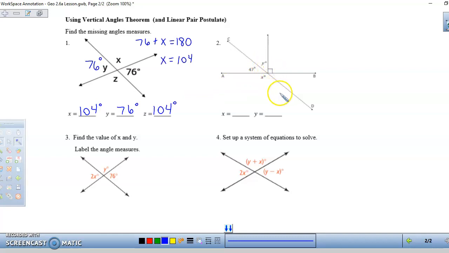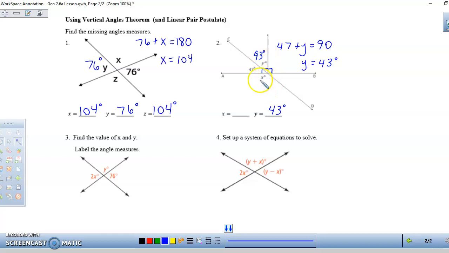Okay, on number 2, there's a couple of different places you can start this. One thing I'm noticing is there's a right angle, so therefore this would also be a right angle. So that would be one place to start. Okay, those add up to 90. And then subtract 47, and what do you get? 43 degrees. Okay, so y would be 43 degrees. That would go here.